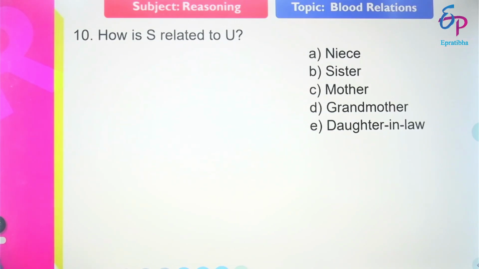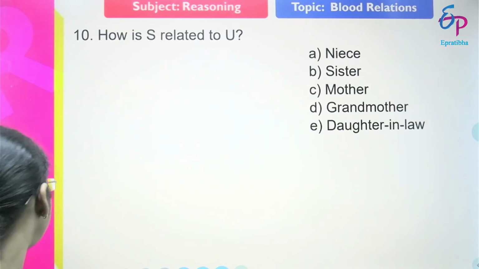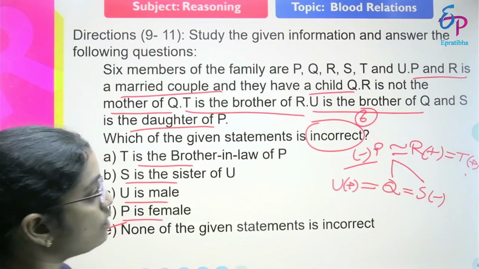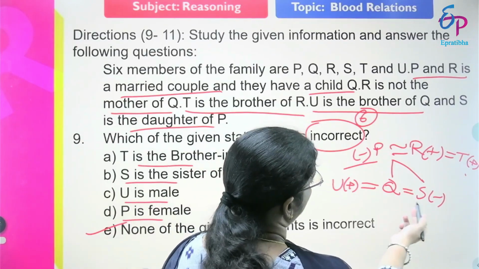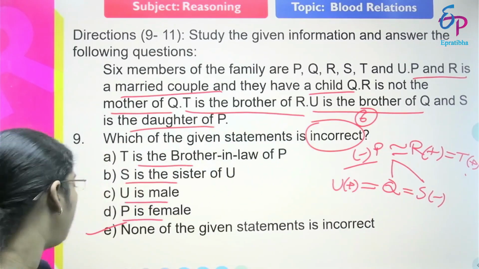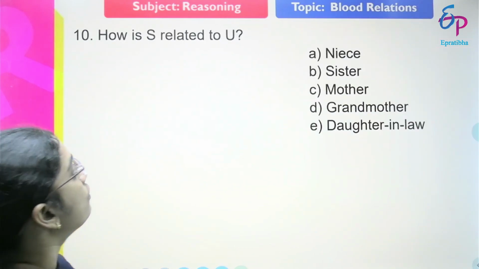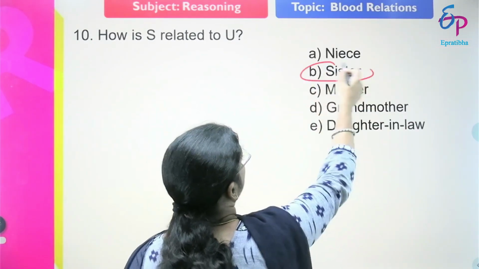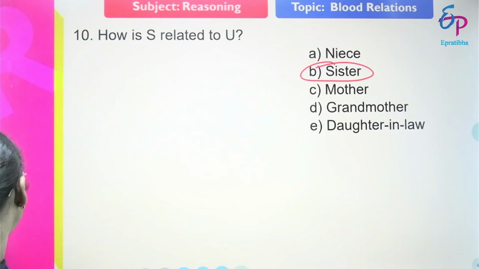How is S related to U? Okay, how is S related to U, friends? S is a sister of U, friends. S is sister. So option B is the correct answer. Then move to the next question.